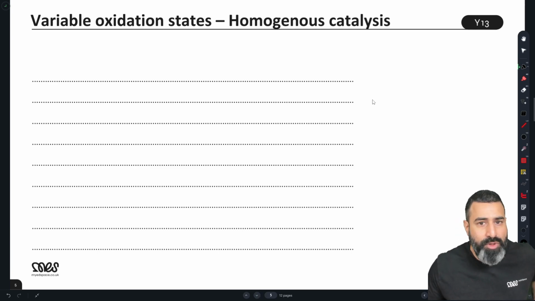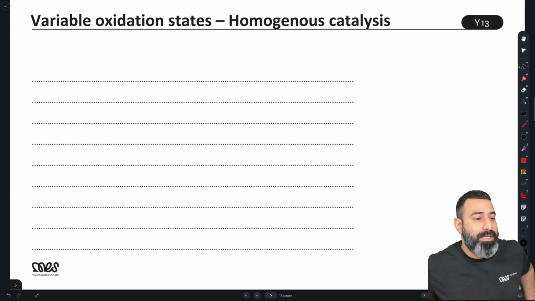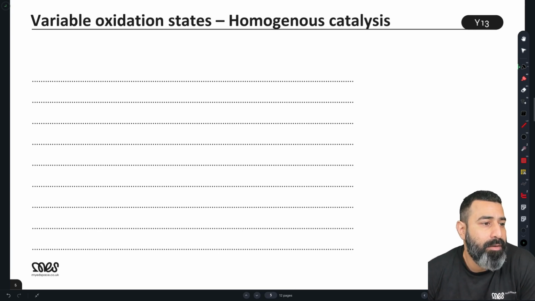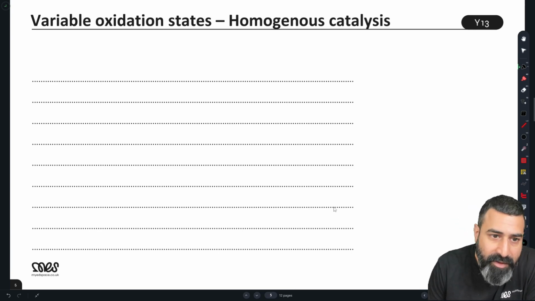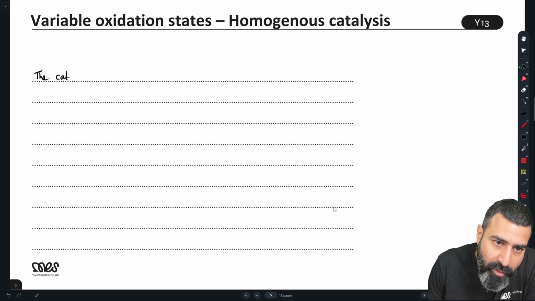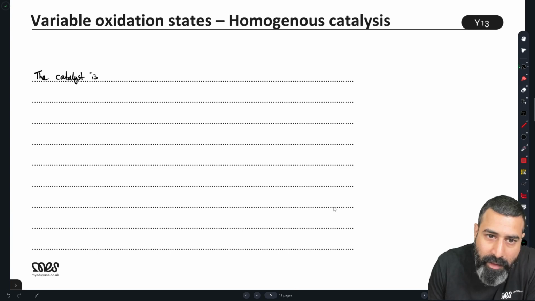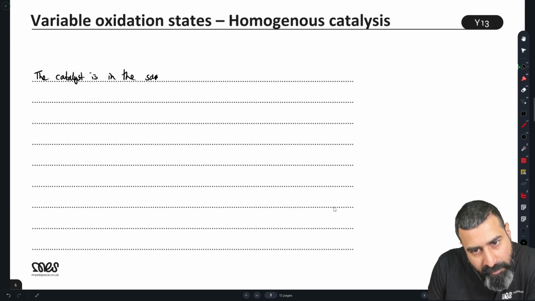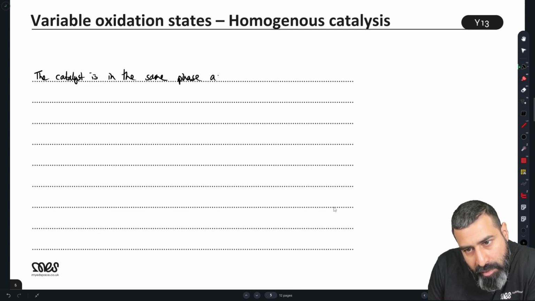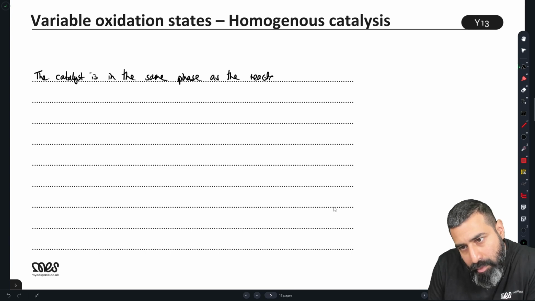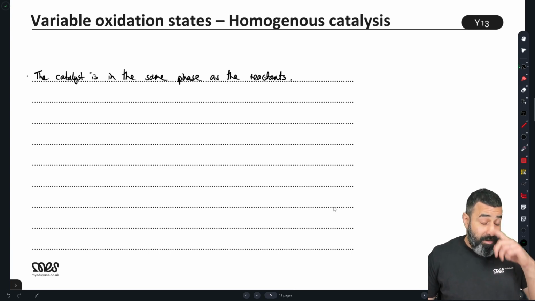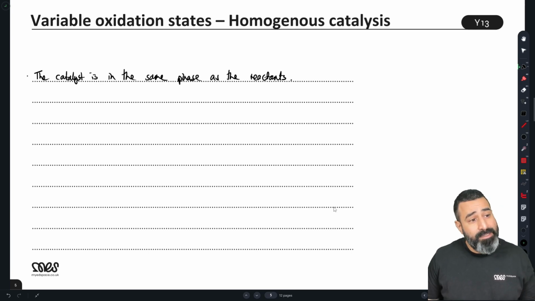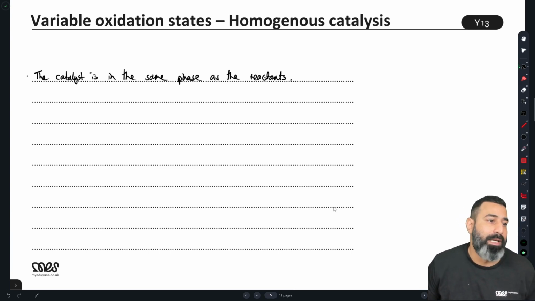So that was heterogeneous catalysis. Now let's have a look at homogeneous catalysis. So in homogeneous catalysis, this is where we have the catalyst in the same phase as the reactants. So in homogeneous catalysis, the catalyst is in the same phase as the reactants. So most of these reactions involving homogeneous catalysts are going to take place in solution, either as aqueous solutions or in the liquid phase.